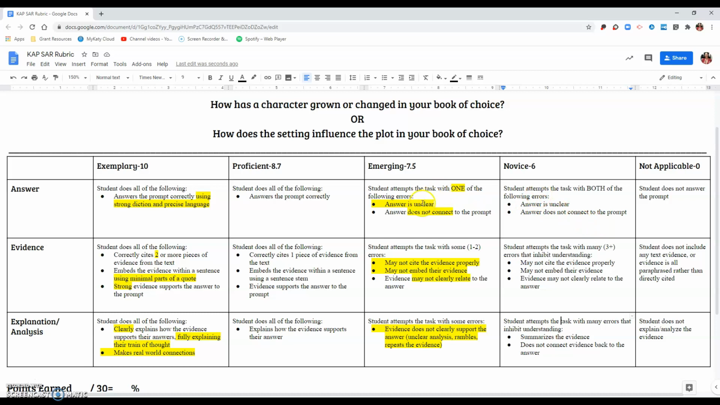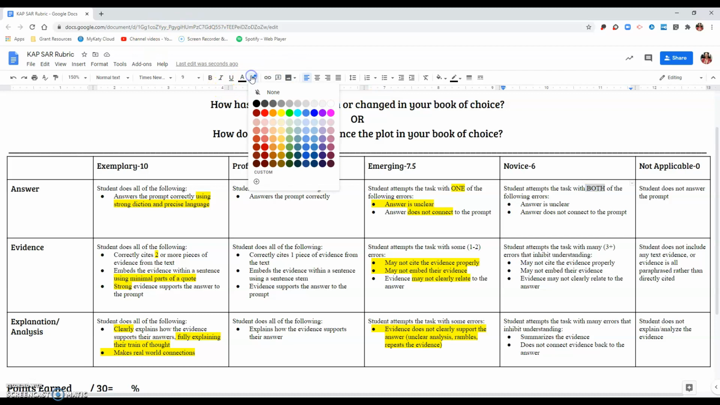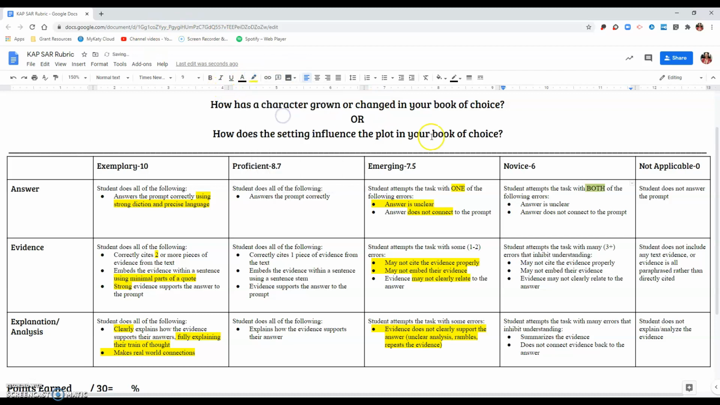The answer is unclear. Well, that's the same as emerging. Answer doesn't connect to the prompt. That's the same as emerging too. Here's the biggest difference. You've made both of these mistakes. Okay, remember in emerging, it was one or the other. Here you've made both mistakes. Same thing over here. They're the same. They have the same bullet points. But notice right here, you have made all 3 of these mistakes.